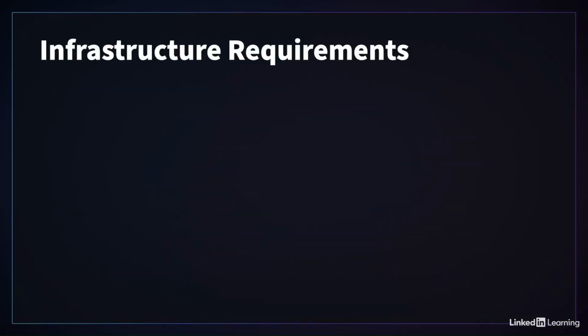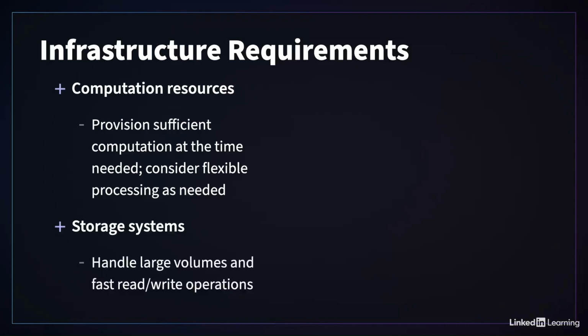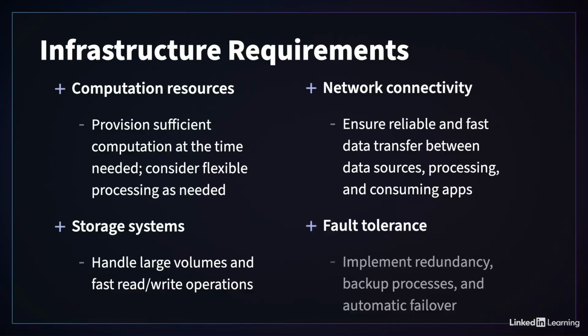Moving on to infrastructure requirements. You will need to provision sufficient computational resources at the time they are needed. Storage systems should be able to handle large volumes of data and support fast read and write operations. If you can, use in-memory stores for faster processing. Reliable and fast networking connectivity is also crucial to ensure smooth data transfer between data sources, processing, and consuming applications. And lastly, fault tolerance is essential. Implement redundancy, backup processes, and automatic failover mechanisms to minimize disruptions in your near-time pipelines.